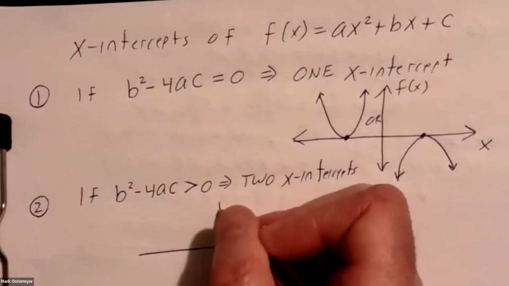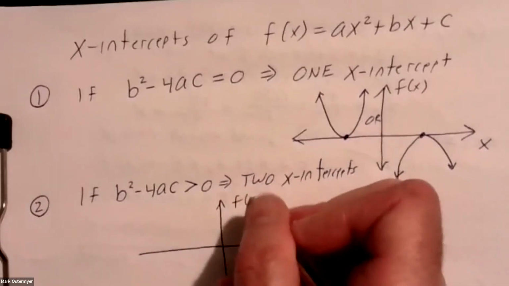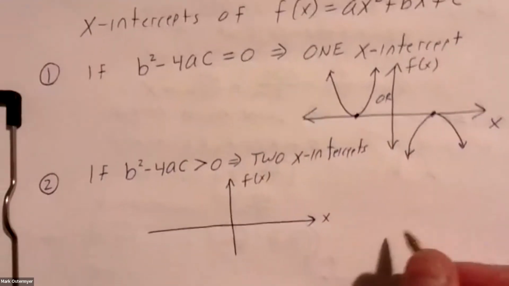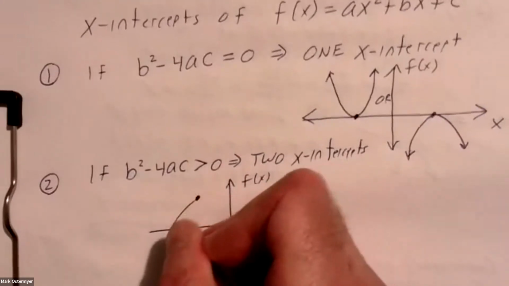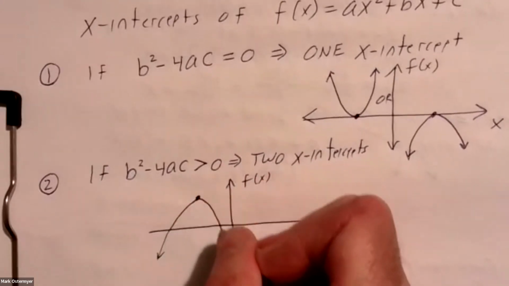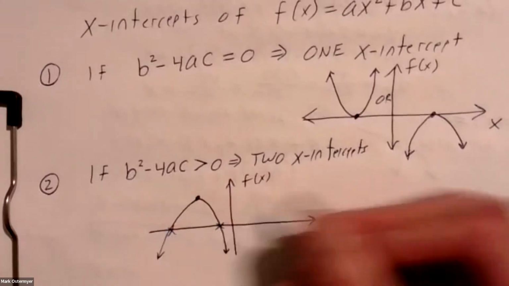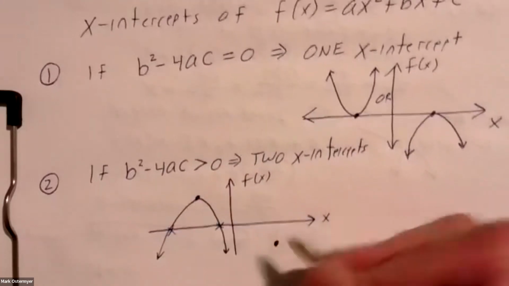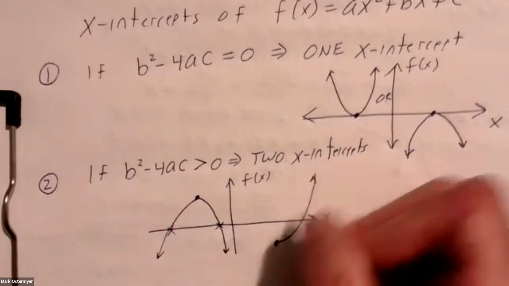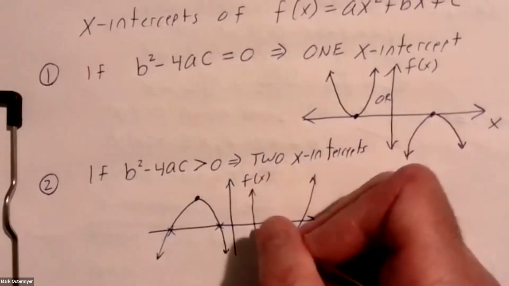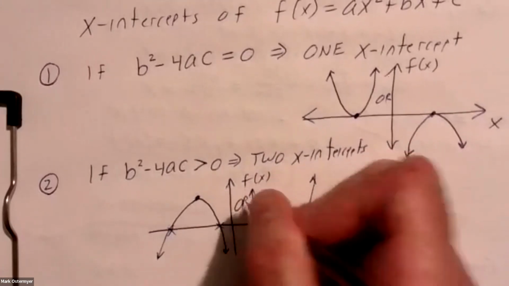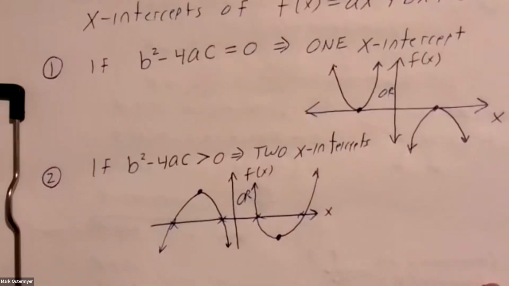And in this scenario here, our quadratic function's vertex could either be above the x-axis and the parabola open downwards. That would give us 2 x-intercepts. Or the vertex point could be below the x-axis and the parabola open upwards. And that would also give us 2 x-intercepts. So either one of those scenarios there.